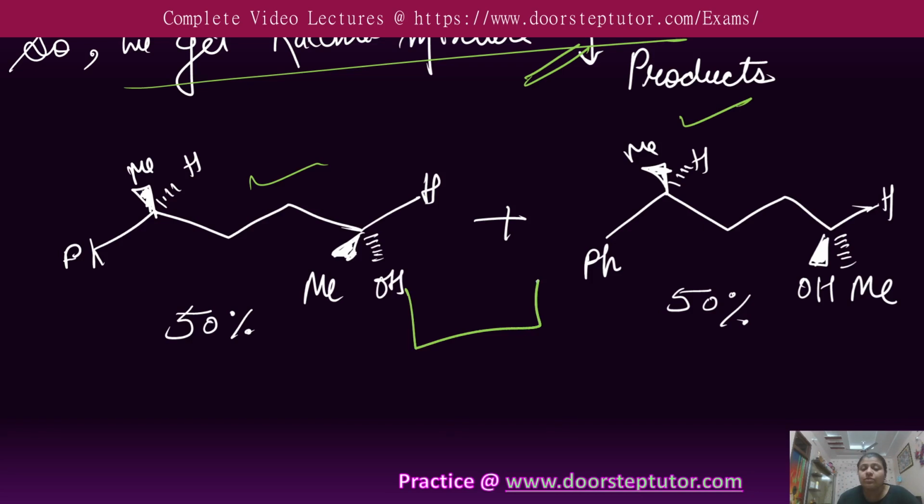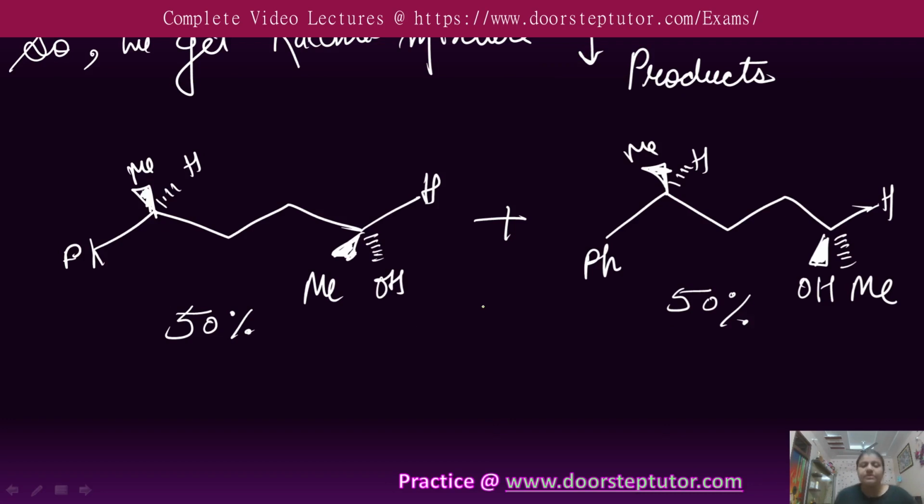When they both combine, it is a racemic mixture, and racemic mixtures are overall optically inactive because the R cancels the S. That's why racemic mixtures come under the category of optical inactivity. So this is the final product of that reaction.